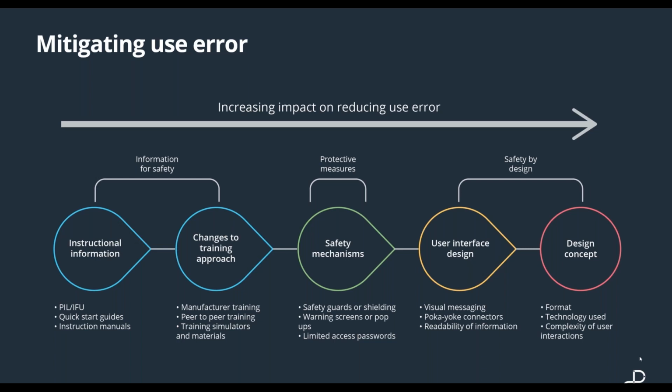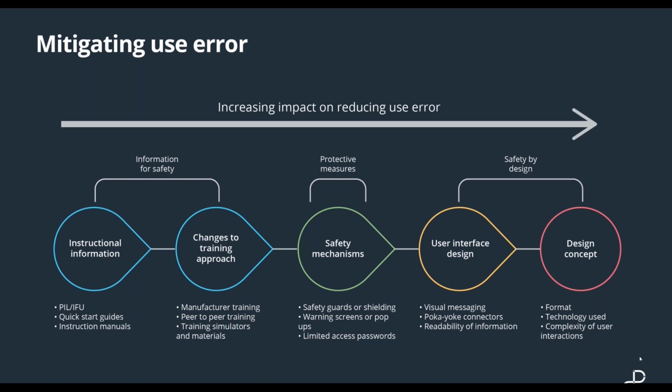So moving right, another option is safety mechanisms. These are called protective measures. So these are things like safety guards to cover a button, shielding to cover an unsafe part of the product, warning screens or pop-ups on a user interface to remind users to do or not to do something, or perhaps limited access passwords, ensuring that only relevant trained users can access something.